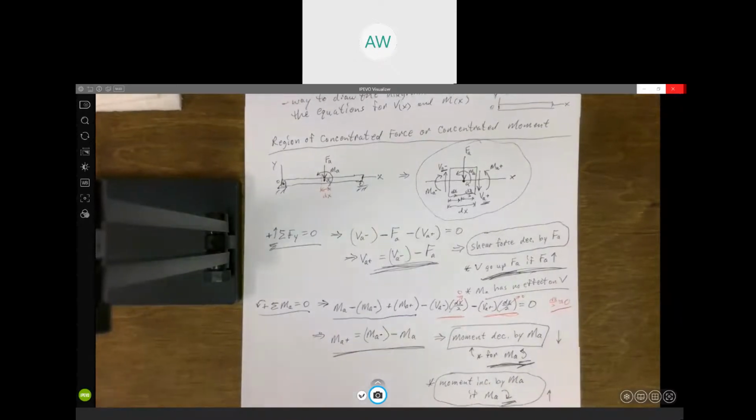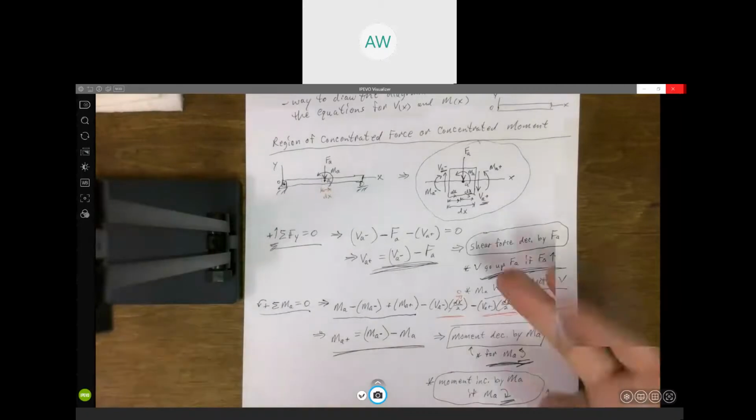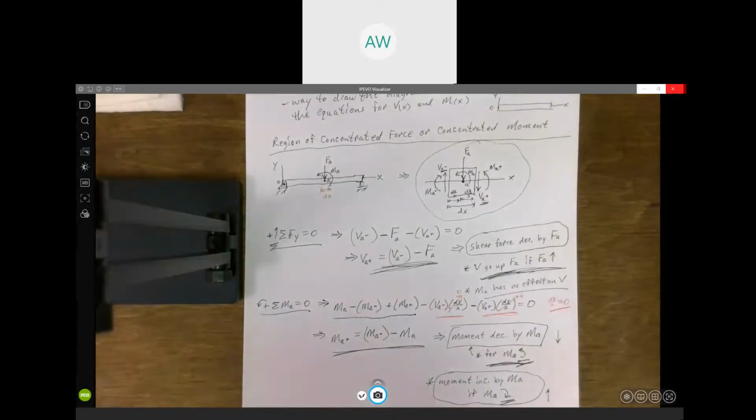And again, that example we looked at last time didn't have one of these, so we can't go back and look at that. But we will see some, starting, I reckon, Wednesday, where we will encounter a concentrated moment. But now we know what to do when we're drawing our moment diagram. If we run into one of those, we just go up or down whatever MA is. Right? And it's going to really help us be able to draw these diagrams without calculating those equations.